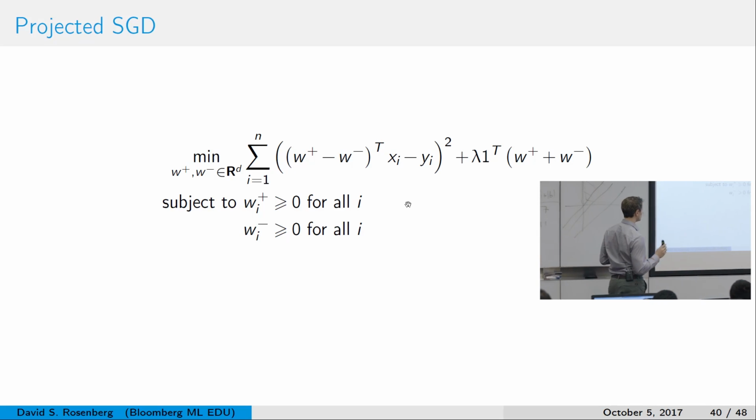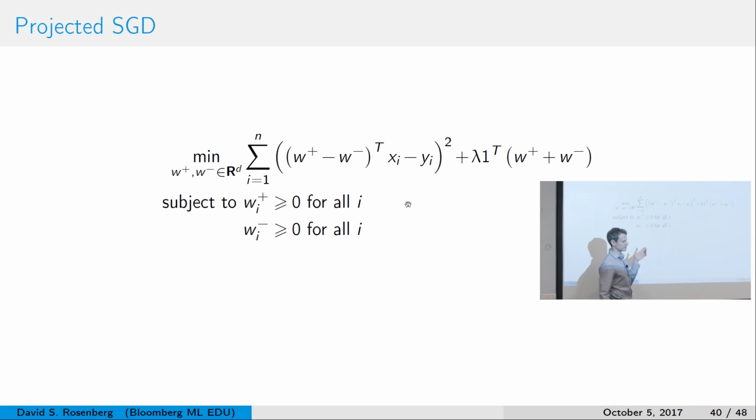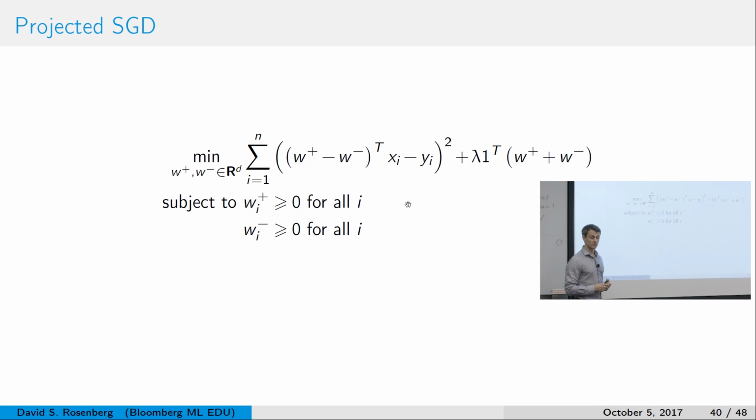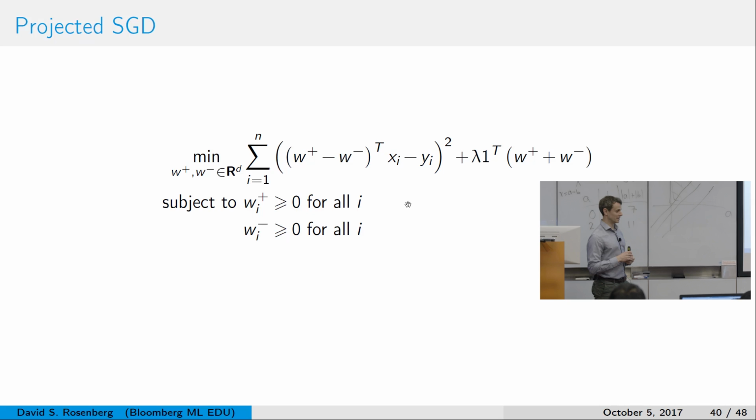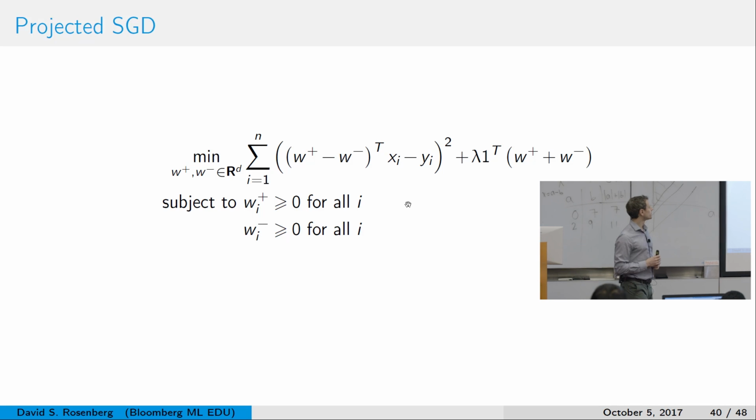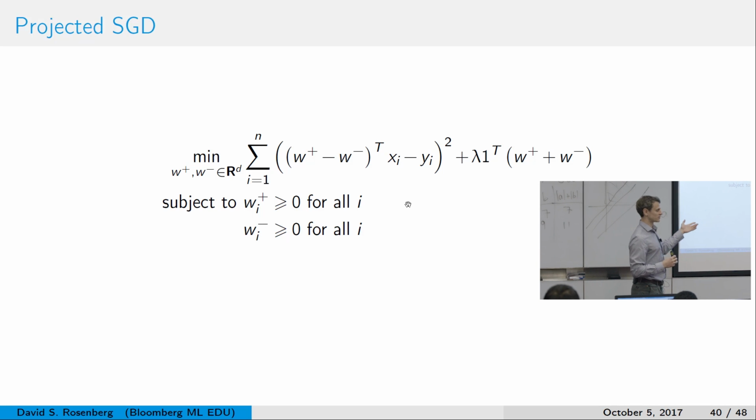In this case, it's super easy because the constraint set is just non-negativity. And so what that means is if our step takes us such that one of our entries becomes negative, we just project it back to 0. The projection in this case would mean take anything that's negative and just make it 0. So it's as simple as that. So this is one approach to optimizing Lasso after we've converted it in this way.